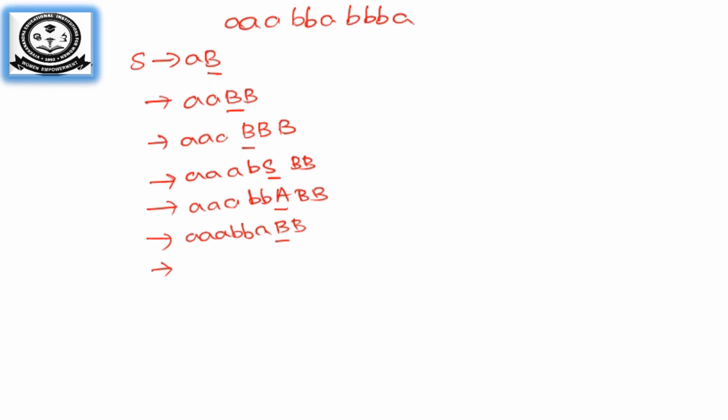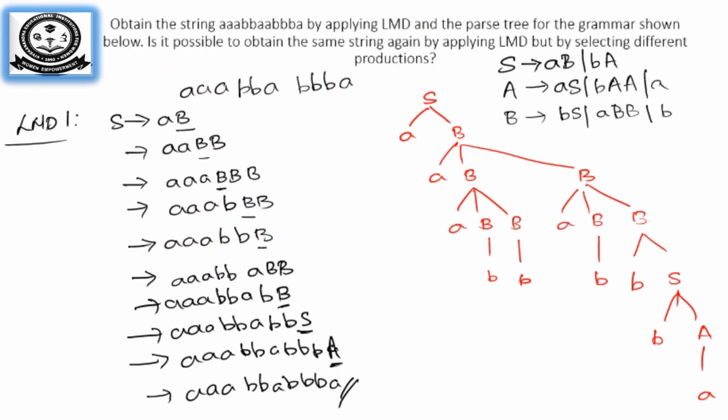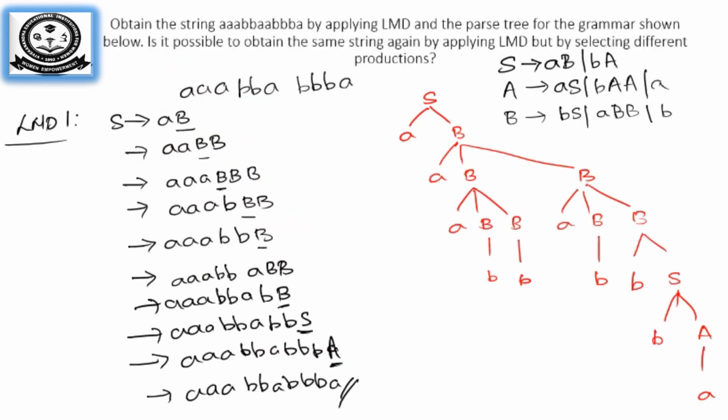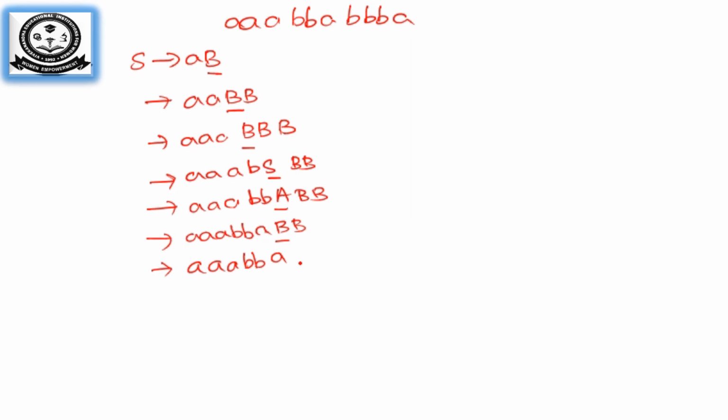So what's the rule? Okay, A, B, B. So A is substituted as A. So we'll have B. So now B should be substituted. So B can be substituted as BS. So we'll substitute A, B, A. What is that? BA. Okay. So we'll have ABB. So you'll have B over here. So then B, A. Okay, you will have ABB.